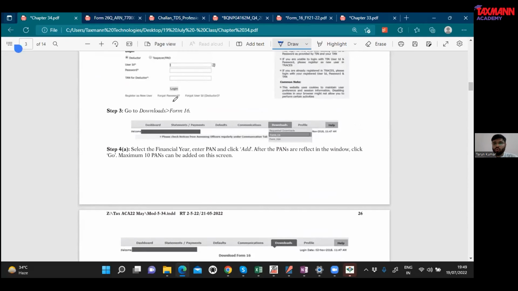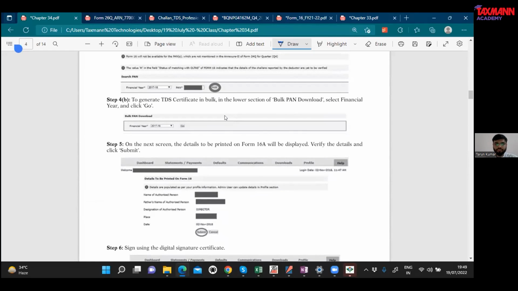Then go to the downloads. You need to select Form 16, 16A or Form 27D, depending upon what you want to download. Select the financial year. You can select for a deductee-wise, or you can select for a bulk PAN as well, for all the deductees altogether. We have opted for this option, bulk PAN download for all the deductees. You need to select the financial year and then click on Go.